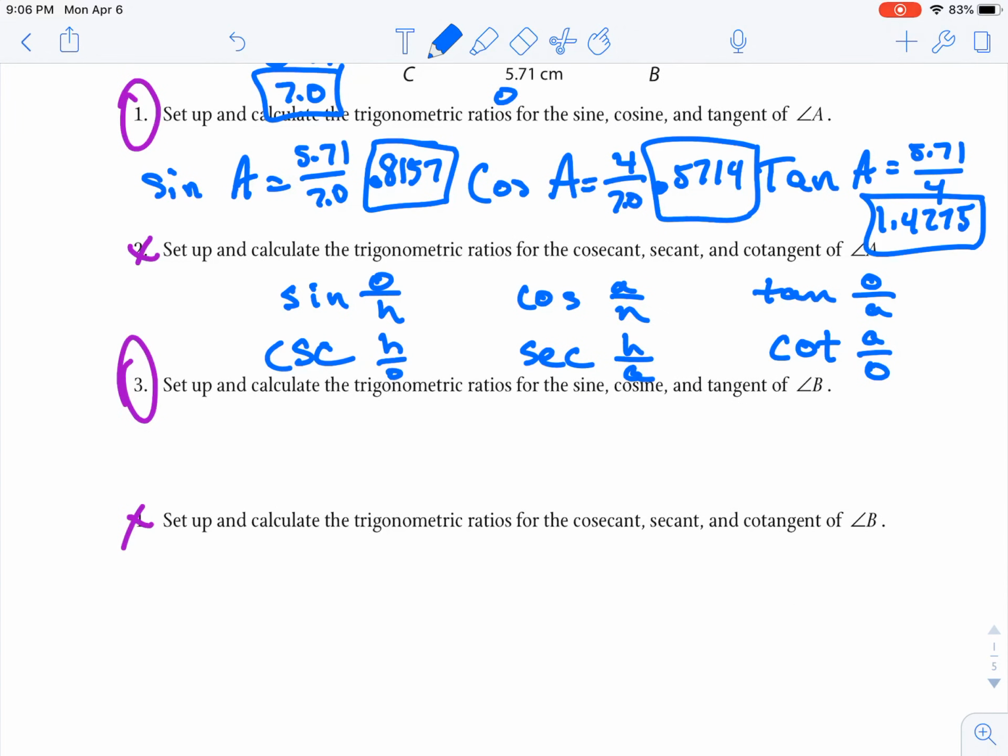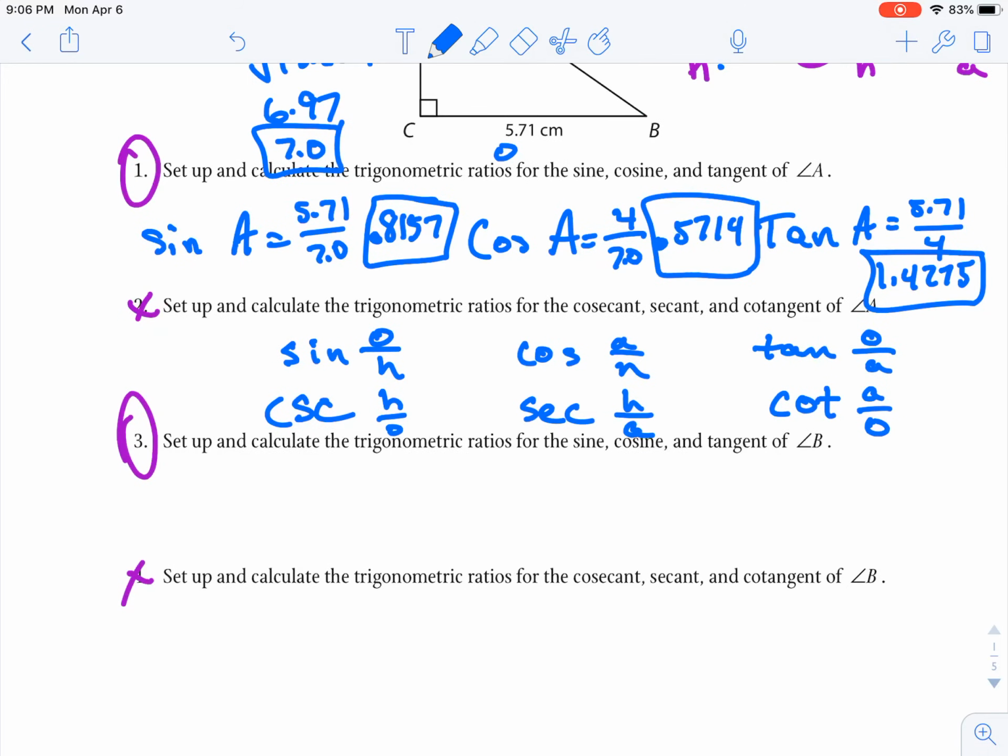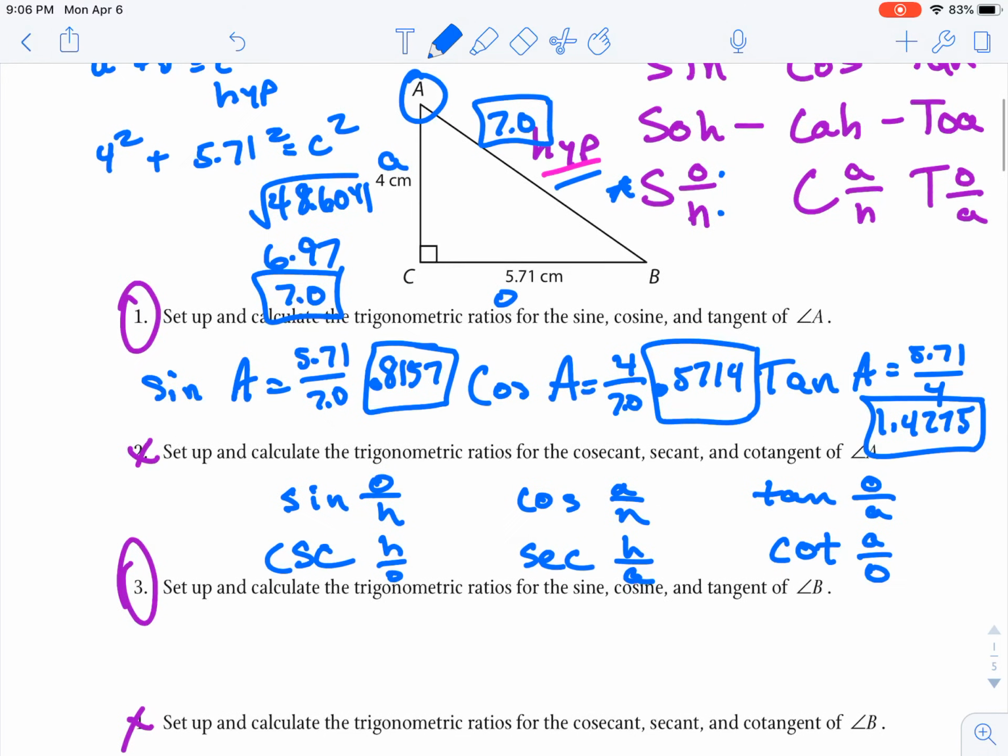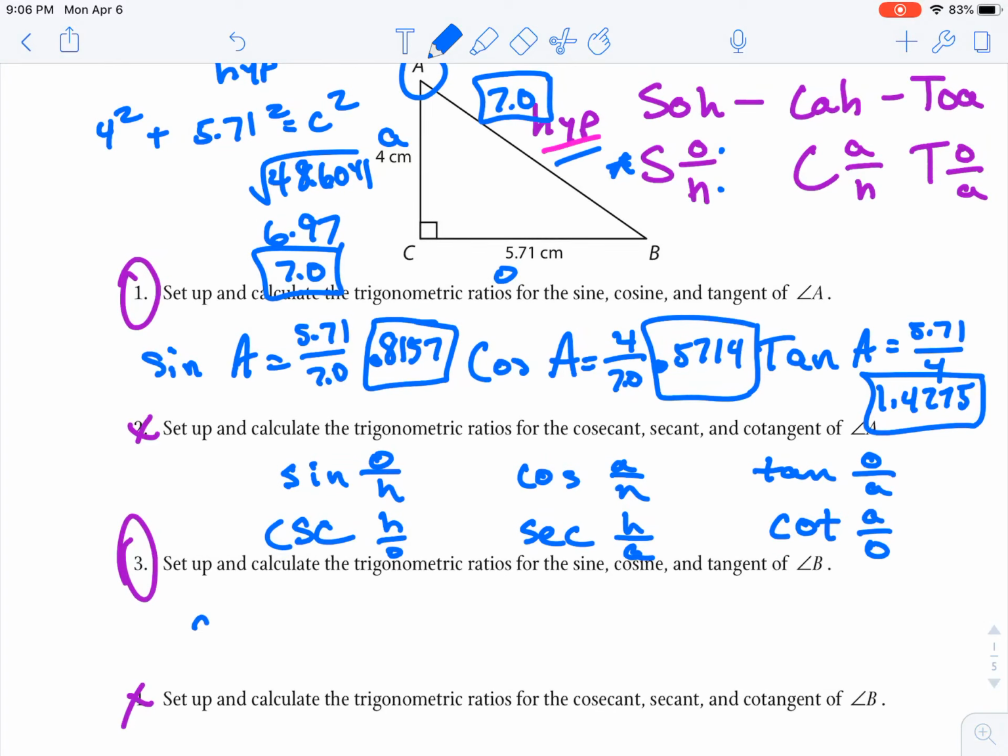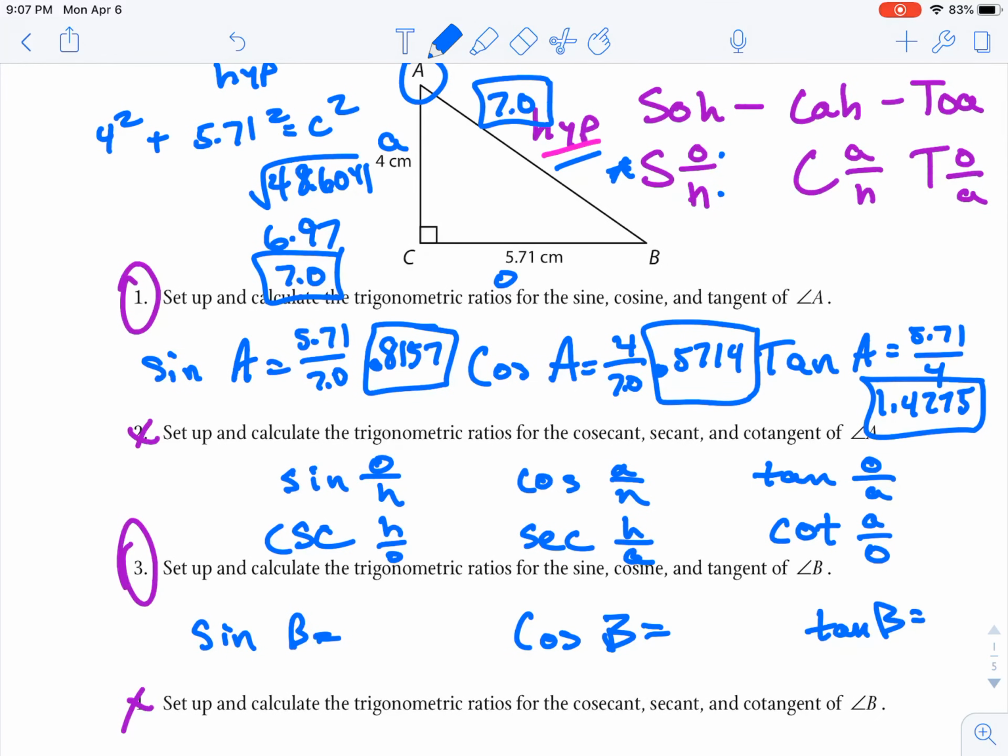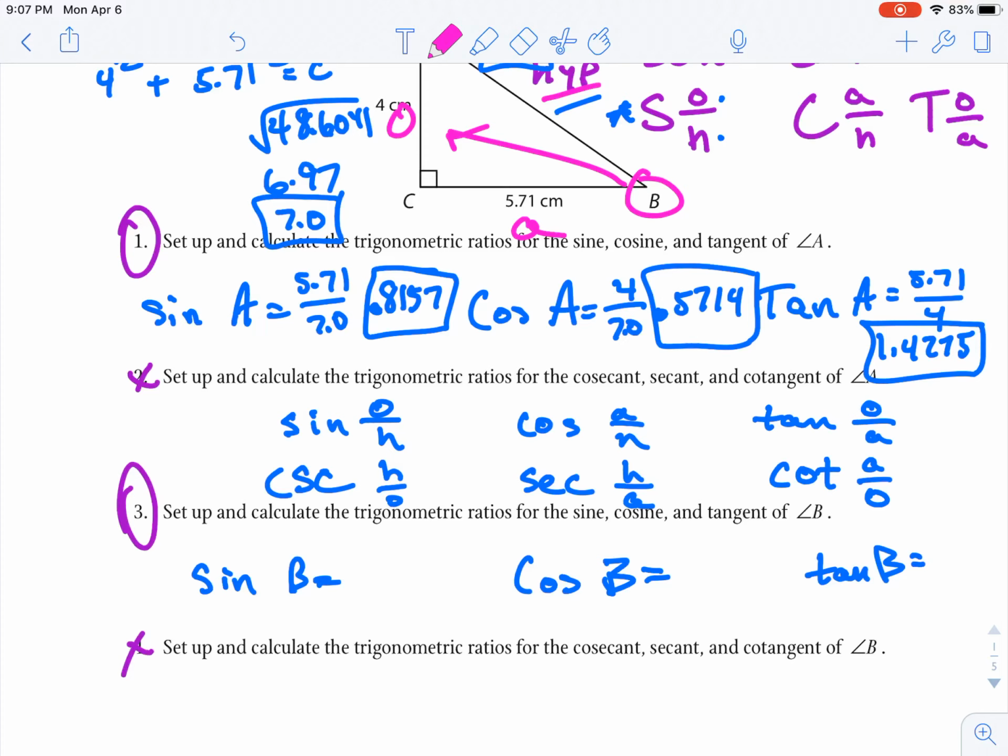All right, set up and calculate sine, cosine, and tangent of B. So, same thing as number 1, except the other one. Okay, so sine of B, opposite. Now let's go back up here. Now these are flipped. This is now the opposite, and that's now the adjacent, because from B, our view has changed.